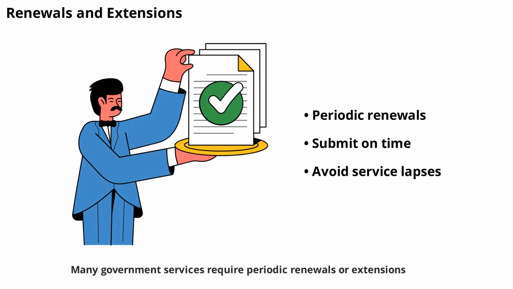Many government services require periodic renewals or extensions. For example, driver's licenses, business permits, and certain benefits must be renewed after a set period. The renewal process usually involves submitting a new application or updating your information. It's important to keep track of expiration dates and submit renewal applications on time to avoid lapses in service.